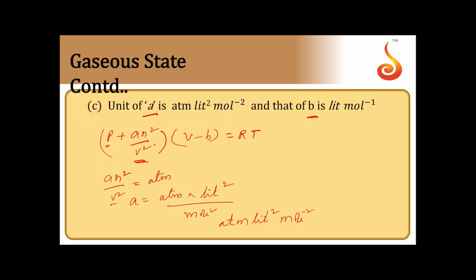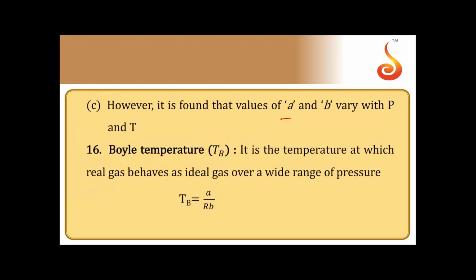When it comes to the units of b, it should be nb for n moles of a gas, since we have V minus nb. So nb should have units of volume, which is liters. So b will have units of liters per mole. So the units of a and b can be obtained from dimensional analysis, that is, by equating the units. Then comes the values of a and b.